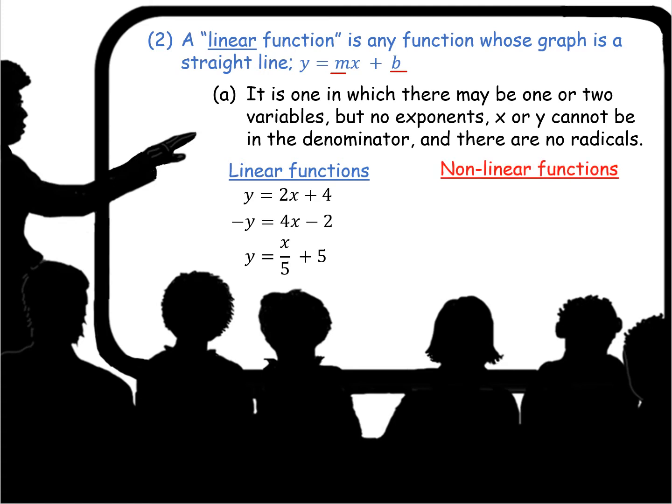Let's look at some examples of linear functions. y equals 2x plus 4, negative y equals 4x minus 2, y equals x over 5 plus 5. And in the case of nonlinear functions, this may be a function, but it's not a linear function. We have an exponent here. We have x and y being multiplied together here, and here we see a radical. So although these may be functions, they are not linear functions.